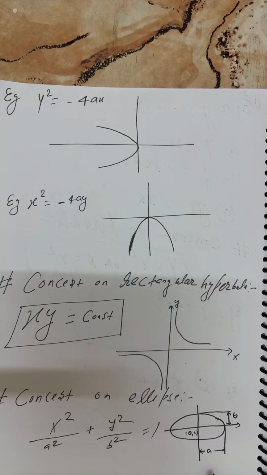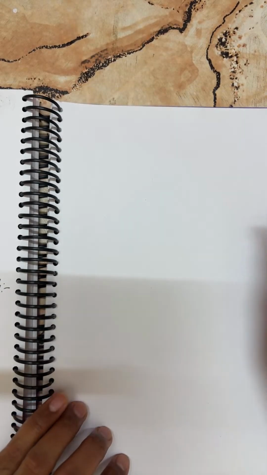So here, a is the semi major axis, and b is the semi minor axis.